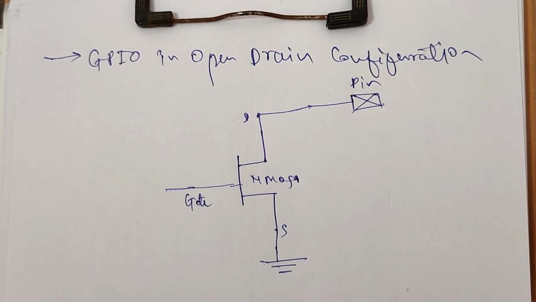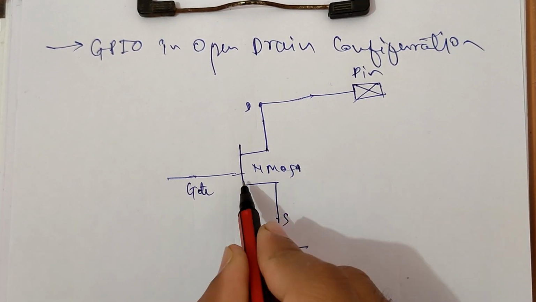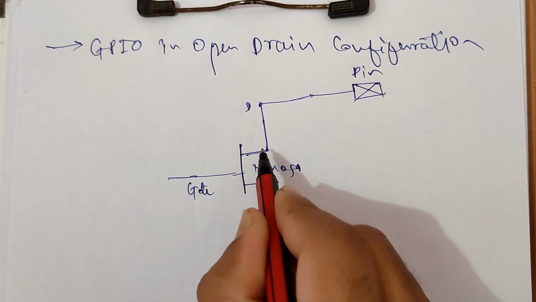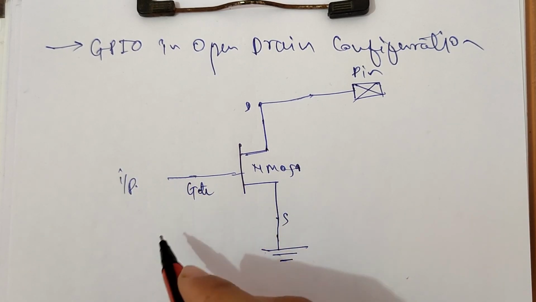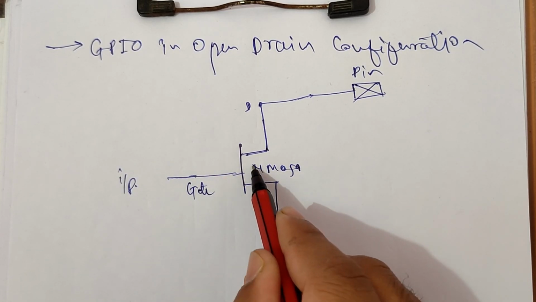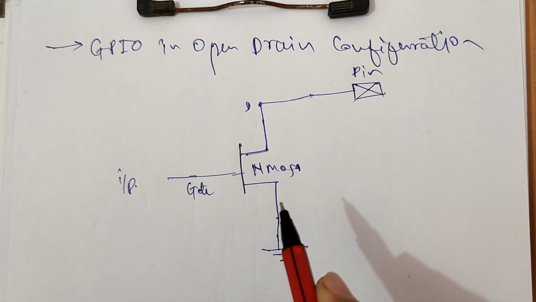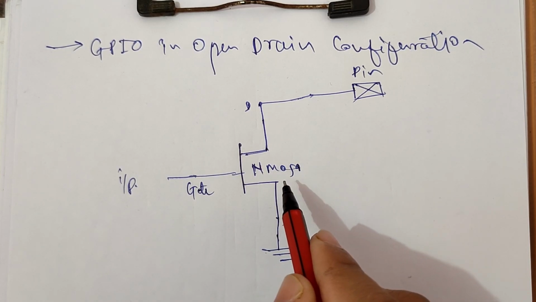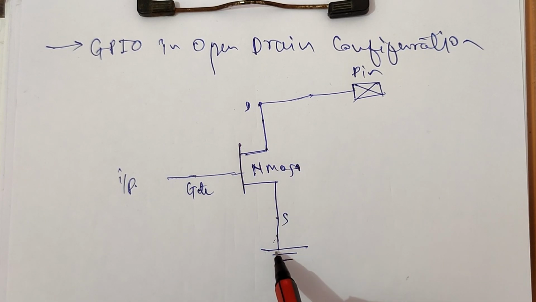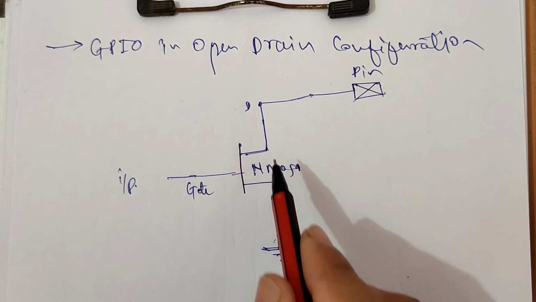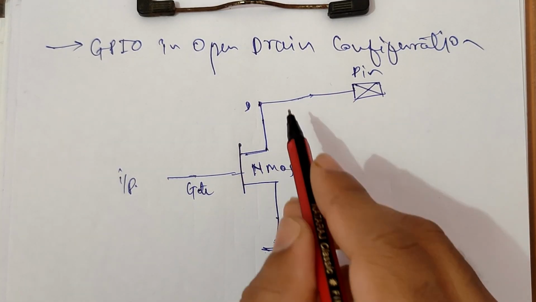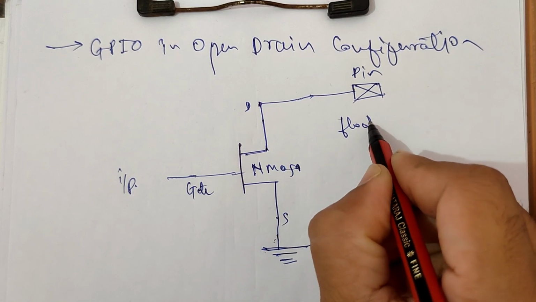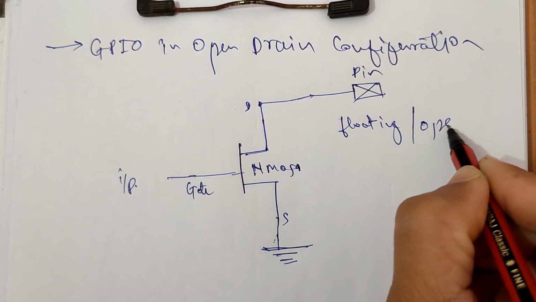So in this diagram you can see that when this NMOS transistor is switched on by giving input, whatever it is, 0 or 1, the pin is pulled to ground, okay, or you can say low. And when this transistor is off, the drain of the transistor is floating or open. Here I am writing the word floating, open.